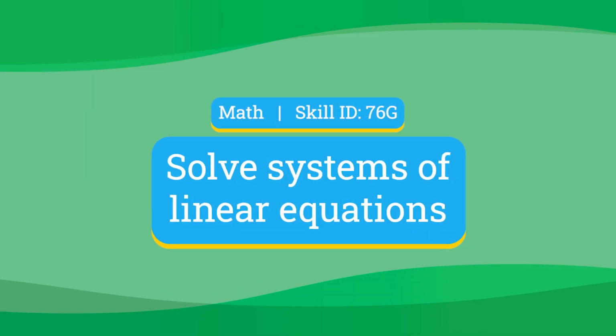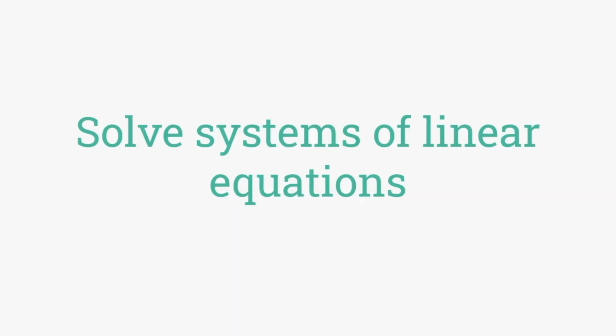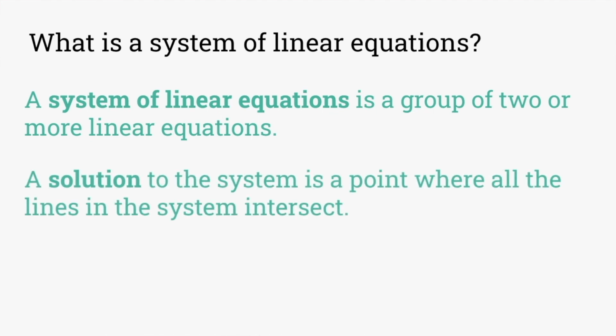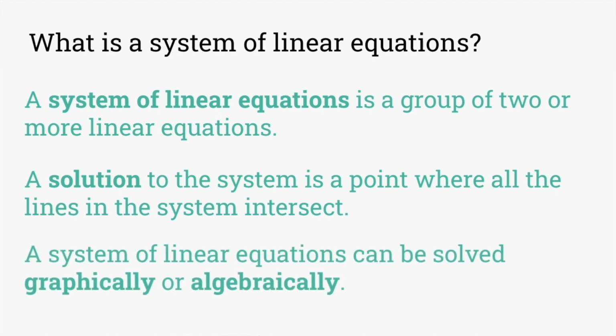In this video, you'll learn how to pick and use a good method for solving a system of equations. A system of linear equations is a group of two or more linear equations, and a solution to the system is a point where all the lines in the system intersect. We write the solution as an ordered pair, (x, y). A system of linear equations can be solved graphically or algebraically. We can graph the lines and see where they intersect, or we can solve the system using substitution or elimination. Let's try a few examples together.